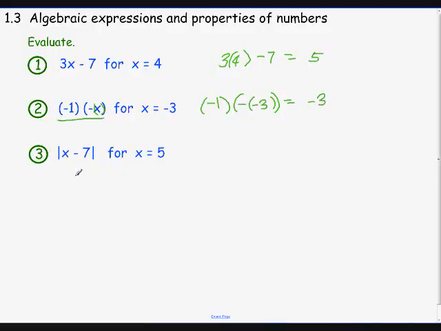How about this one? Here we've got an x minus 7, which is in absolute value. We're trying to evaluate this for x equals 5. So we will have the absolute value of negative 2, which we know is 2. We always strip away the negative when we deal with absolute value.